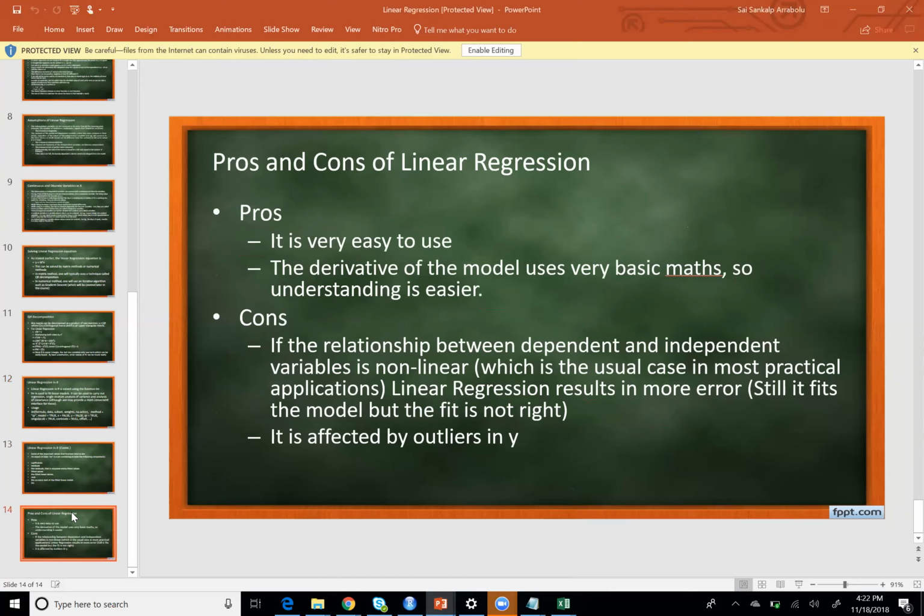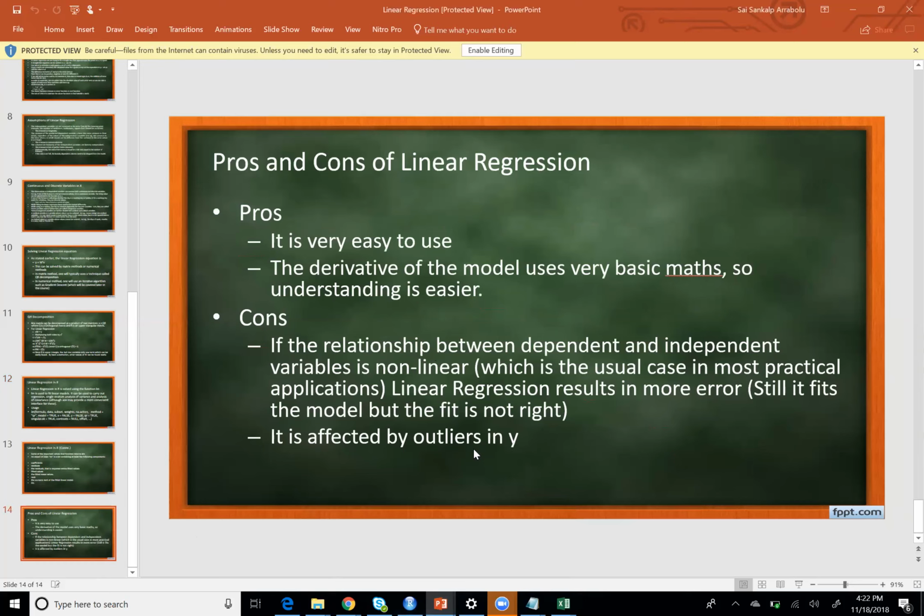So quickly, before we go into the case study, the pros and cons of linear regression, right? Pros: it's very easy to use. The derivative model uses very basic maths, so it's easy to understand. Cons: if the relationship between dependent and independent variables is not linear. In most practical cases, it is not linear. So then you will have more error. It is also affected by outliers in Y.